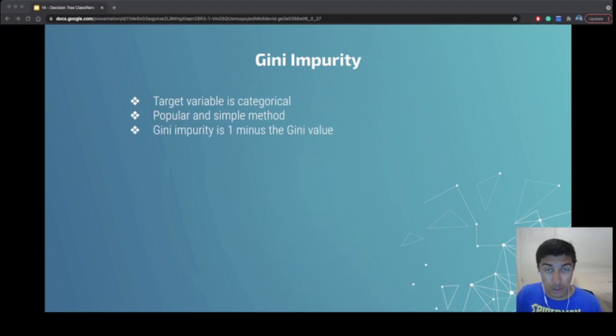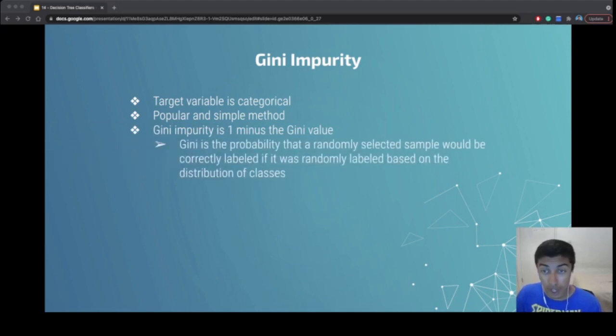Gini impurity is 1 minus the Gini value, where Gini is the probability that a randomly selected sample would be correctly labeled if it was randomly labeled based on the distribution of classes. Gini impurity is inversely proportional to homogeneity. The lower the Gini impurity, the higher the purity and homogeneity of a node. The Gini impurity of a pure node is 0.